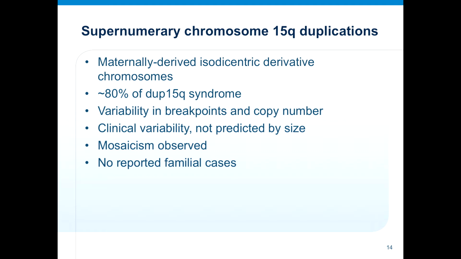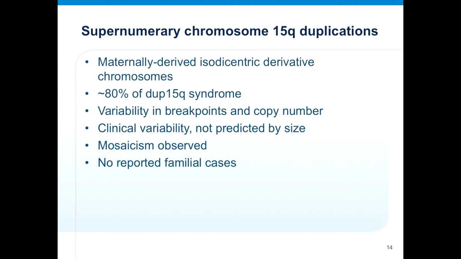So for the supernumerary chromosome 15q duplications, we also call these isodicentrics, although technically not every single one is an isodicentric if you want to get down to it, but these are maternally derived isodicentric derivative chromosomes, and this accounts for 80% of dup15q syndrome. This has always been a little bit of a puzzle because if you think about it as the opposite of Prader-Willi-Angelman with the interstitial deletion in those conditions, you would think you would see many more interstitial duplications than we do. Interstitial duplications are relatively rare. They only make up about 20% as far as we know of these duplications. The rest are all these isodicentrics.